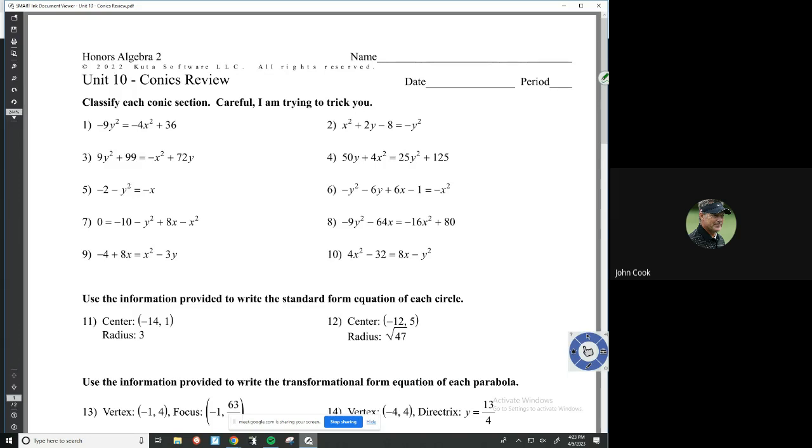So it first starts off by asking us to classify each conic section, and then a warning that they're trying to trick us, apparently. Okay, well, let's talk about how to classify the conics real quick. All you need to do is just write it up in general form. So in general form, what that means is on one side you get a 0, and then everything else is on the other side, okay, all the other variables and all that stuff.